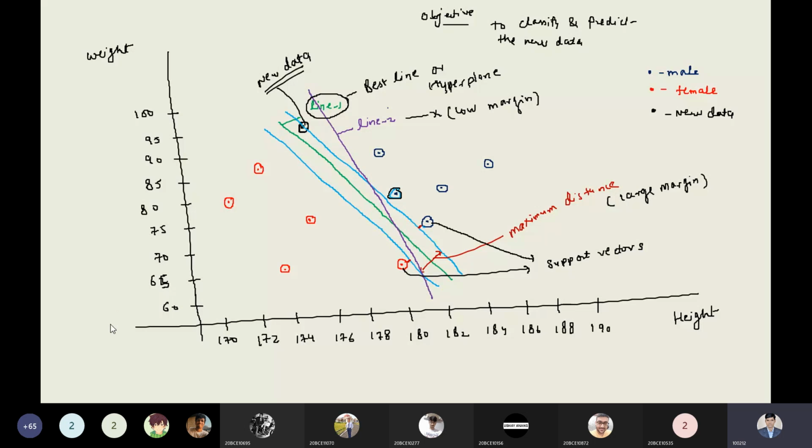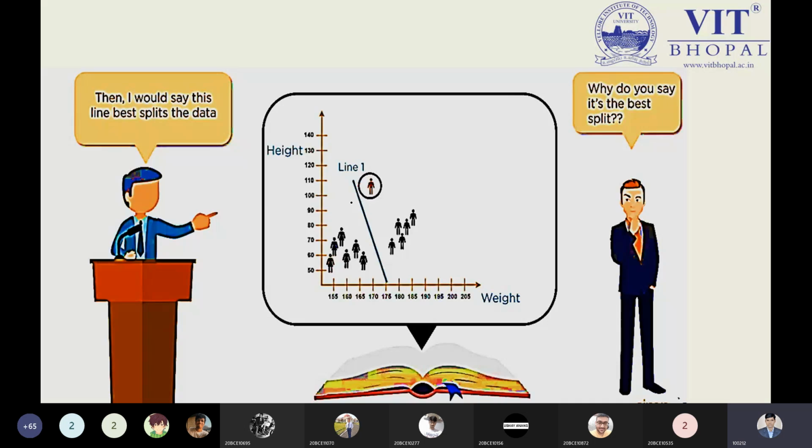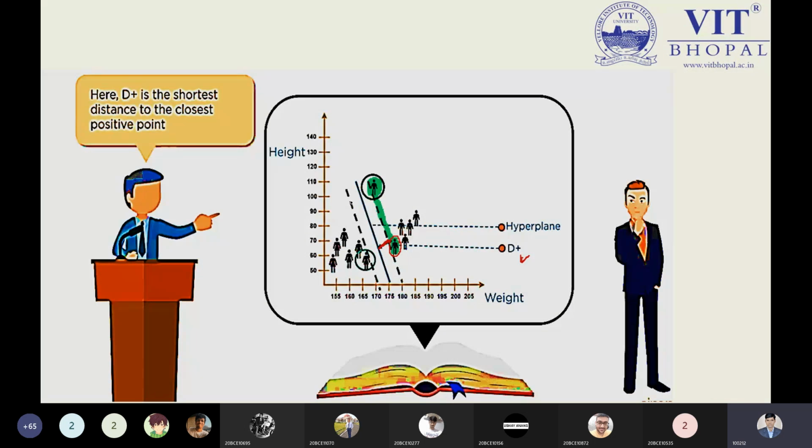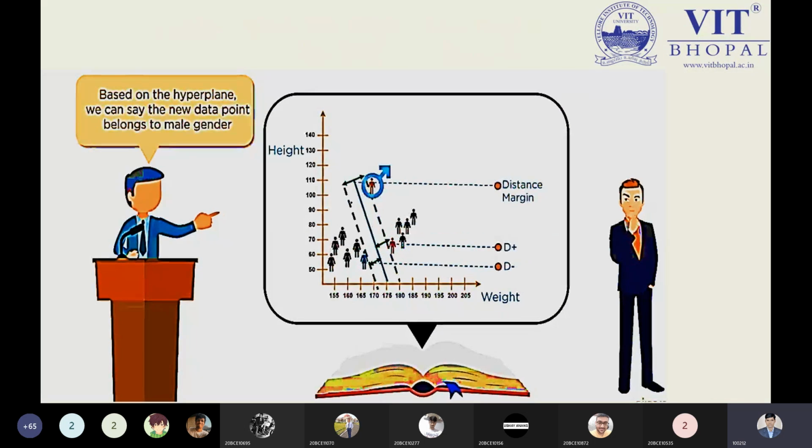See, all these things are already described by our pictorial representation. I have all the images, so I would like to show our answer. The rest you can read from the PPT. Based on the hyperplane, it is clearly mentioned and written, and this is our line one. I can just write over here for you.